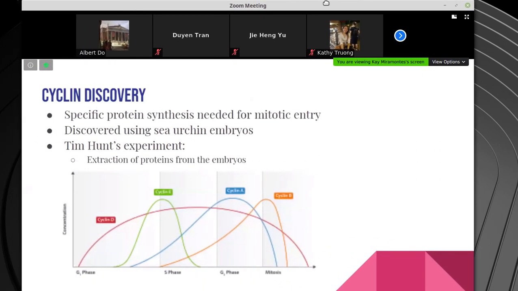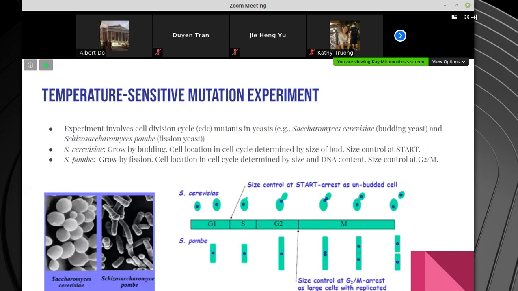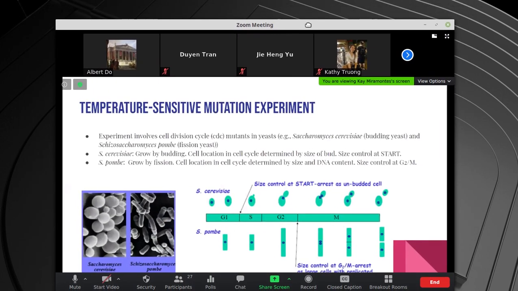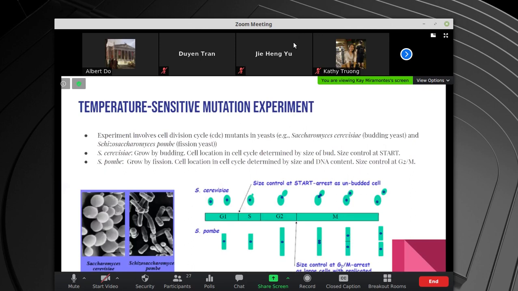Okay, so lastly, let's talk about the temperature-sensitive mutation experiment. This experiment involves division mutants in yeast, of which 2 types are analyzed: Saccharomyces and Schizosaccharomyces pombe, which is a fission yeast used to produce African beer.